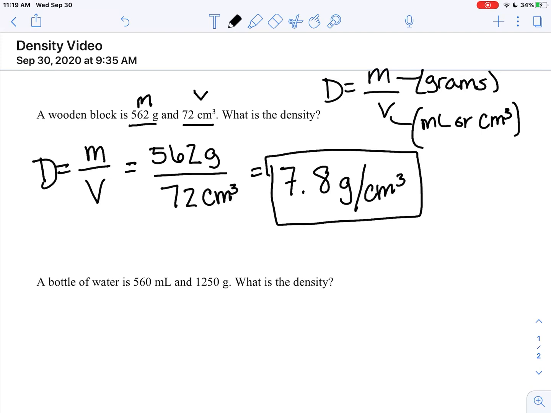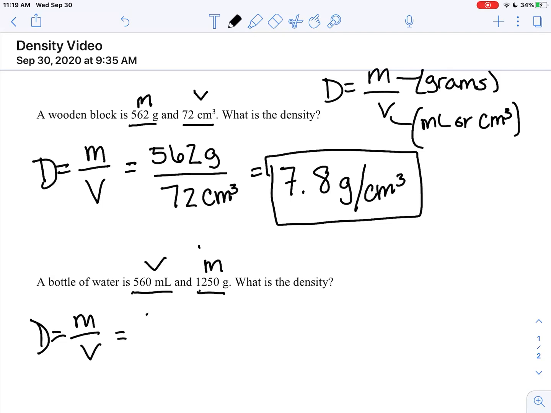So now we have a bottle of water that is 560 milliliters and 1,250 grams, and we need the density. So we're going to use the same formula. And for milliliters, if we have milliliters here, we look up at our units up here, we have milliliters, so this one must be V. And then we have grams here and grams here, so this one must be M. So then you just plug them in.